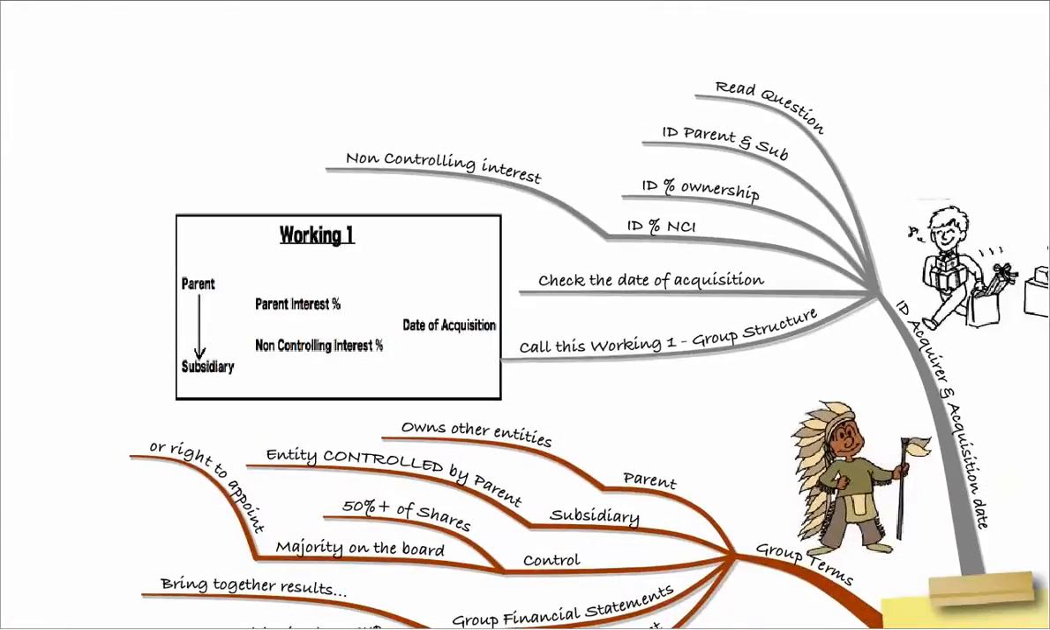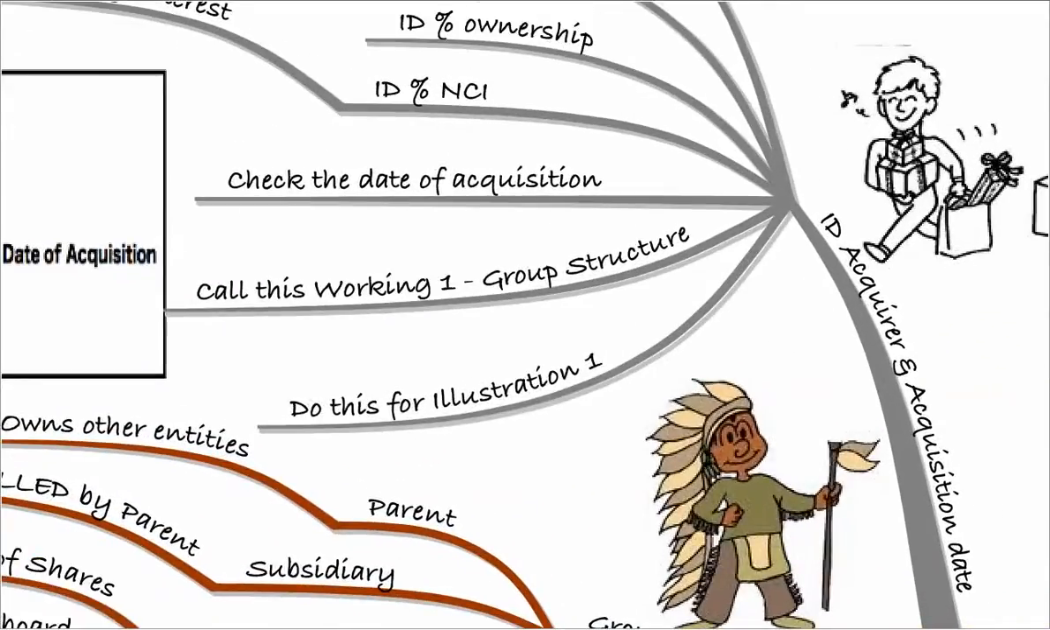So we did this all in a working 1 for the group structure. It looked like this. We had the parent, the sub, and the percentages, and we noted the date of acquisition. We did that then for illustration 1.